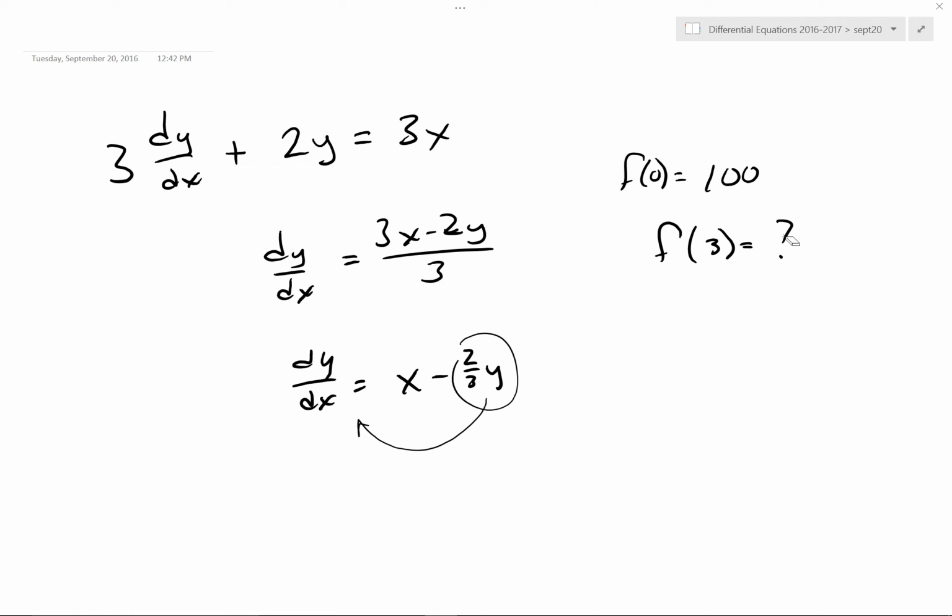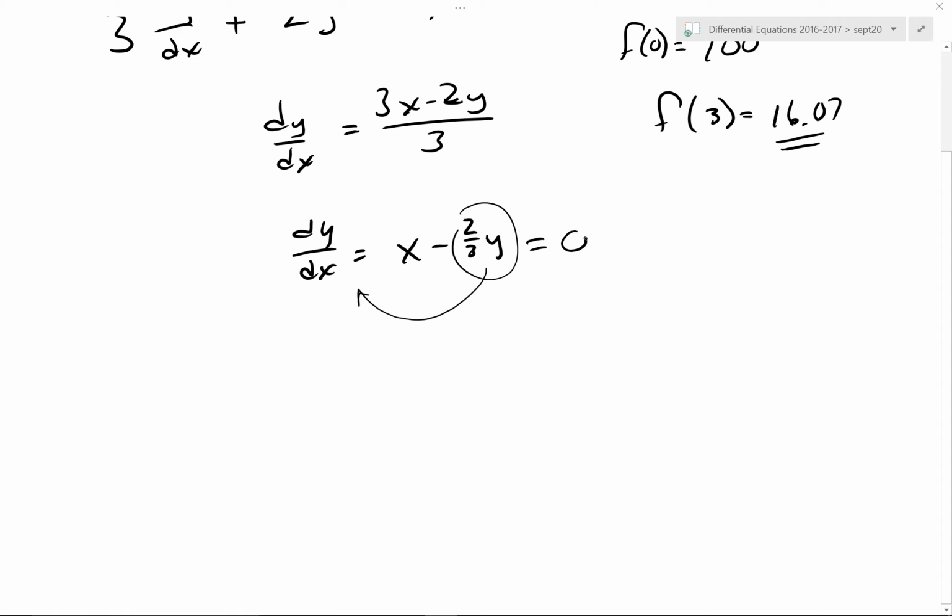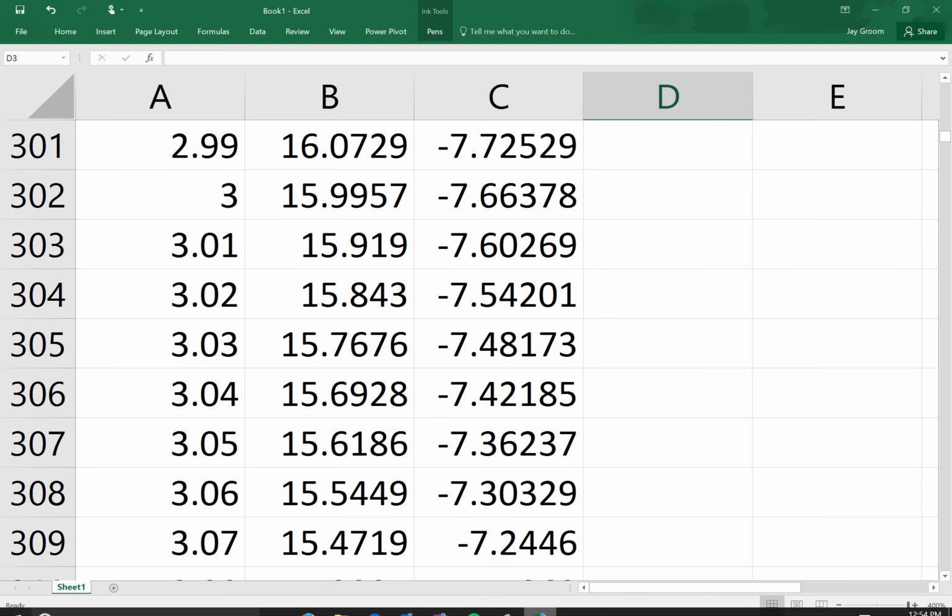So we said this is about 15.9 or 16.07 or something. That's a pretty good approximation, I think. Question though: it seems like if this were set equal to 0, then x would equal 2/3 of y. Well, that's weird. So when x is 2/3 of y, we're going to have a 0 slope maybe? Interesting. Let's go see if that holds true.